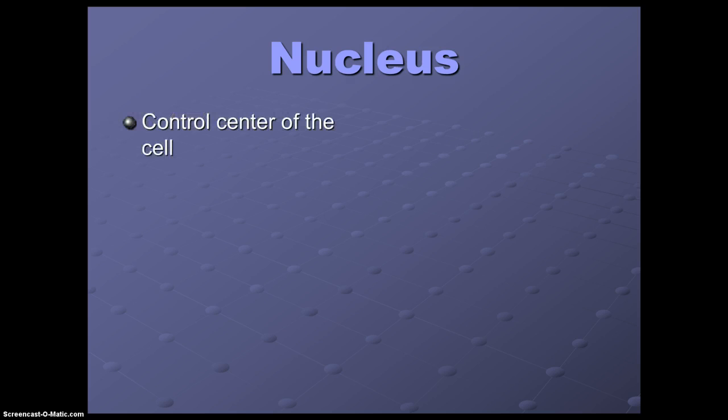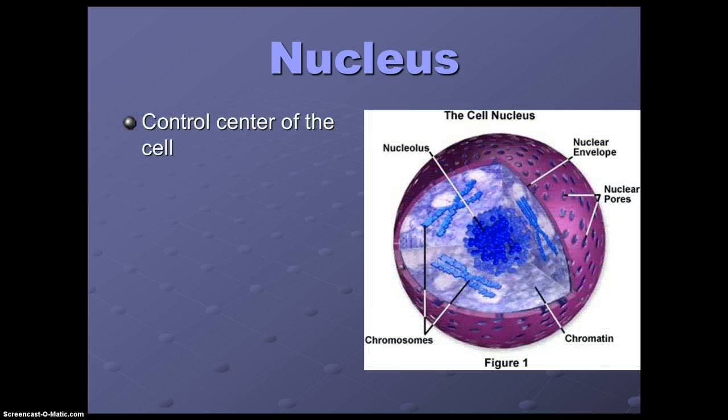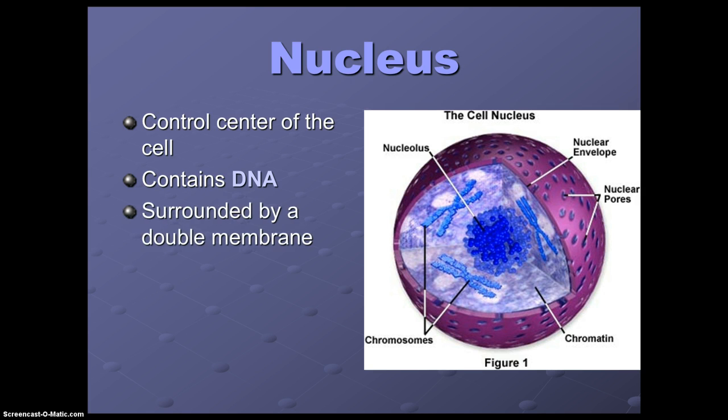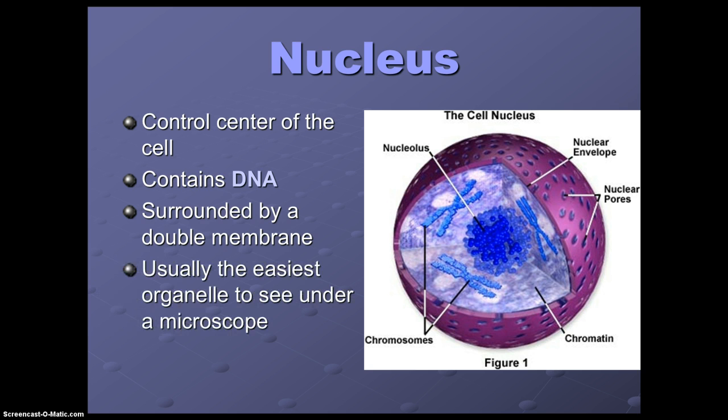The nucleus is the control center of the cell. You might have heard it referred to as the brain of the cell. What I want you to know is it stores DNA. It's surrounded by a double membrane. And when we look at cells under the microscope, it's probably going to be the easiest structure that you'll be able to see. So a lot of the structures are smaller, so we won't be able to see them, but the nucleus you can always see, and it stains really easily.